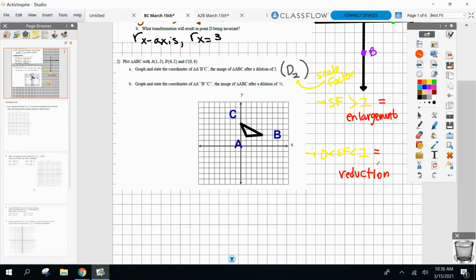All right, so what's going to happen to my triangle here? Is it going to get bigger or smaller if I'm going to do a dilation of 2? Bigger, all right, because the scale factor is bigger than 1. So I'm expecting a bigger triangle. Why am I expecting a bigger triangle?